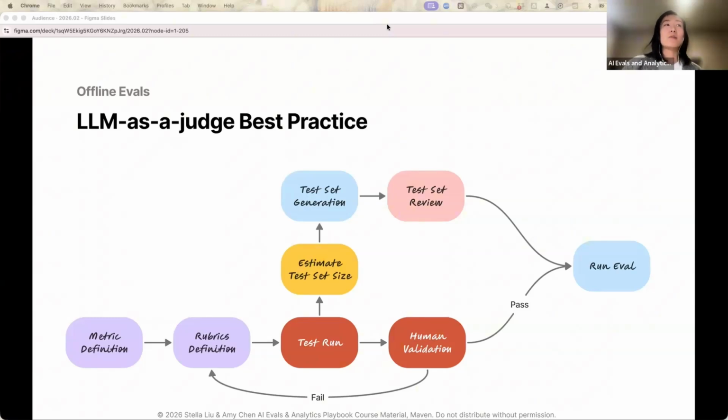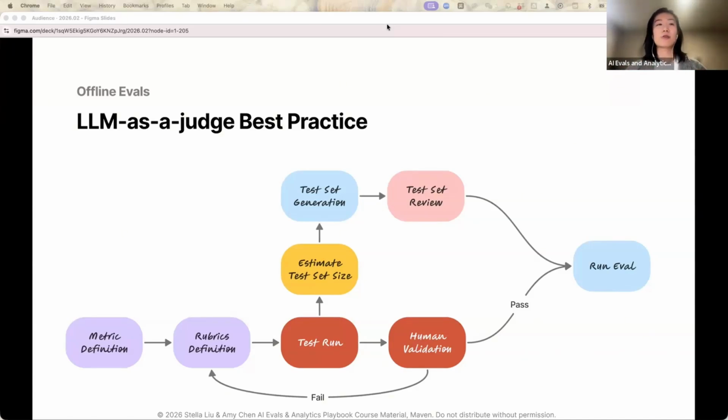So you start from defining your metric and defining your rubrics with subject matter experts, with stakeholders, and then before applying all that to your entire test set, your entire data set, you want to do a test run on a small sample set, and then review that with your human experts to make sure that the results align with human judgment before you apply it on a large scale.